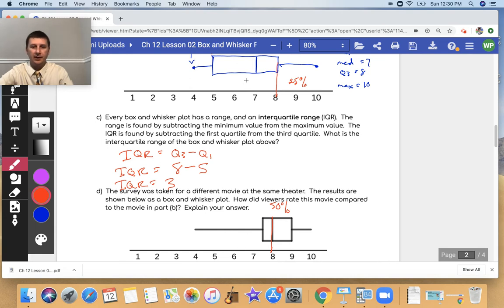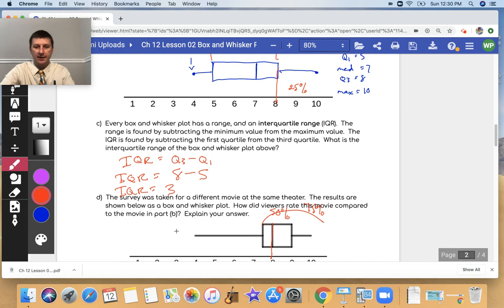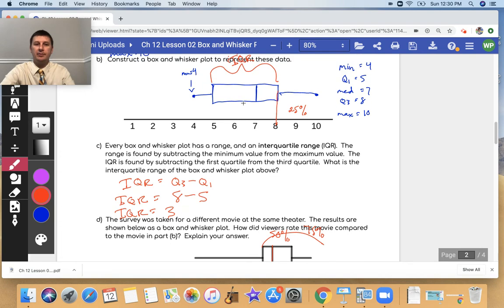They both had a minimum score of 4, but then everybody else, pretty much 75% of people, because this is our first quartile, so this represents 75%. 75% of people said it was a 7.5 or better, but in this one, 75% said it was only a 5 or better. So definitely we see the box way up higher in the numbers on the right side of our scale compared to this one. So I think it would be safe to say that the viewers rated this movie in part D much better than they rated the movie in part B.